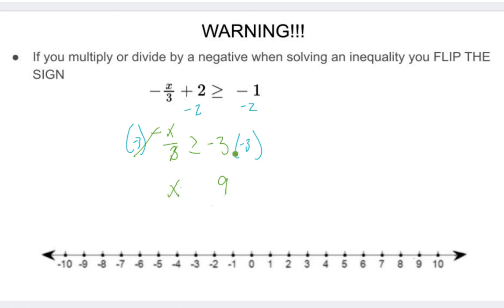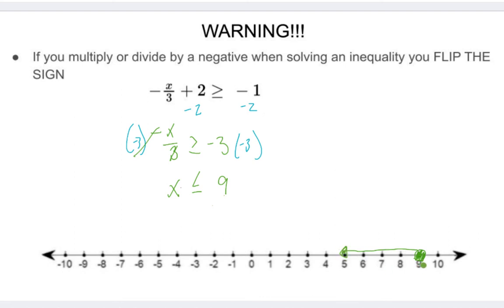Since we multiplied by -3, this inequality is going to flip from greater than or equal to less than or equal to. So x is less than or equal to 9, so it's a closed circle, solid dot at 9. And since it's less than, the arrow is going to go to the left.